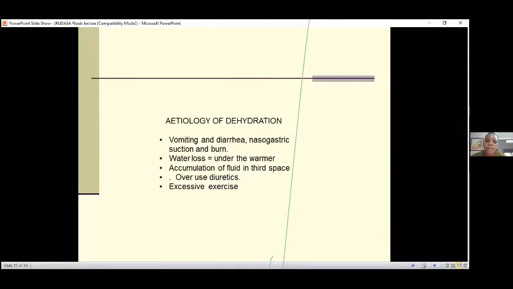Then the common etiology of dehydration in our setting is, of course, vomiting and diarrhea, nasogastric suction and burns. Then there's water loss under a radiant warmer, which is most likely in neonates. Accumulation of fluid in the third space, and then overuse of diuretics, and excessive exercise, which is not really that common in our setting.